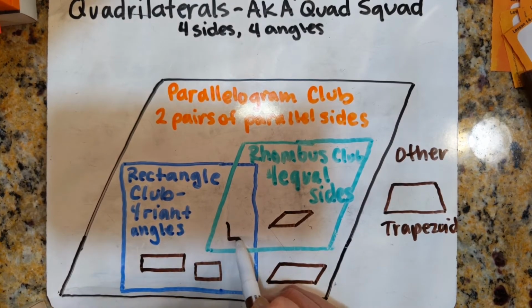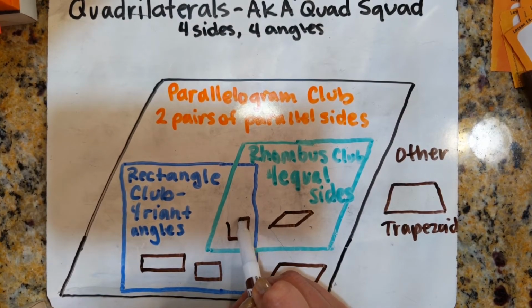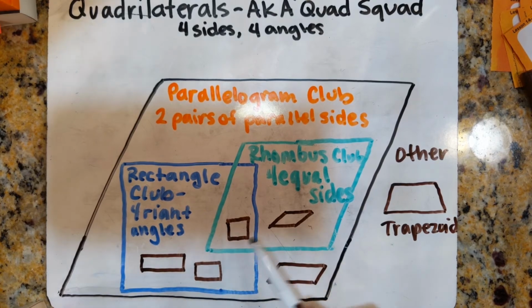You were probably wondering why I had these overlapping, weren't you? A square is all of them. So those are the ones that you need to know for 4th grade. But because you guys are awesome, I'm going to give you a couple extras.